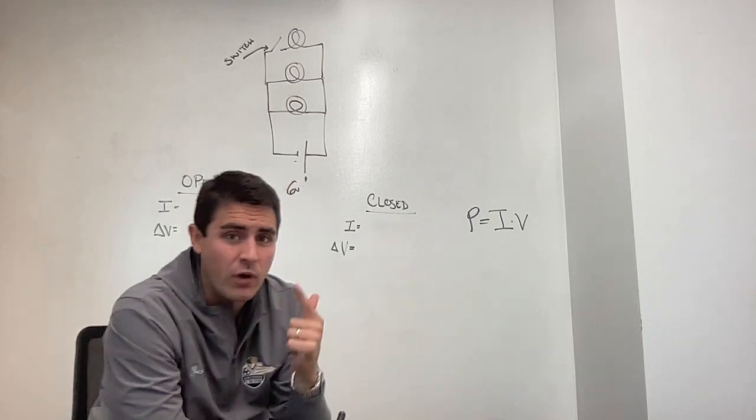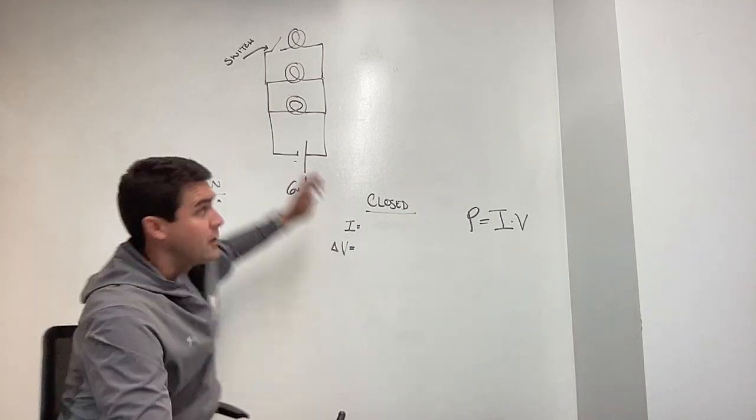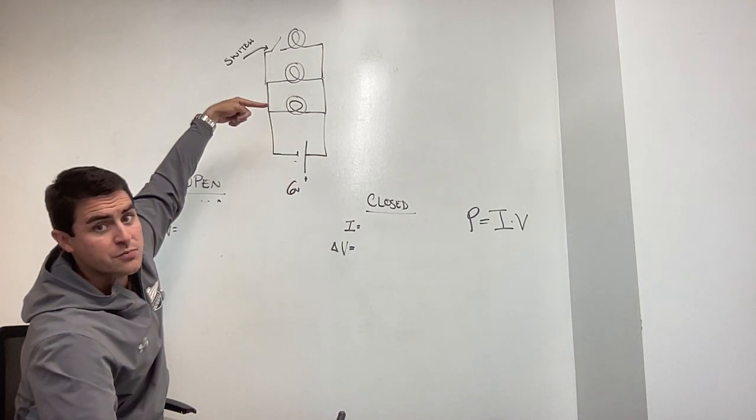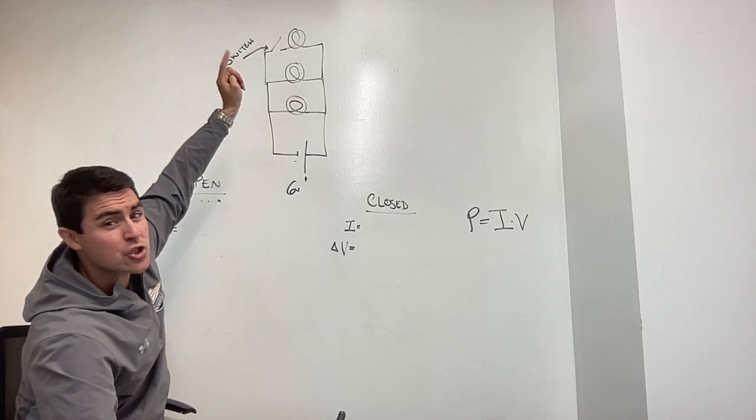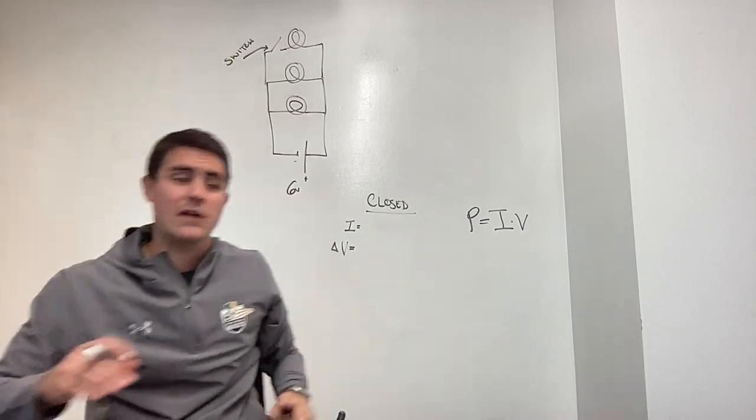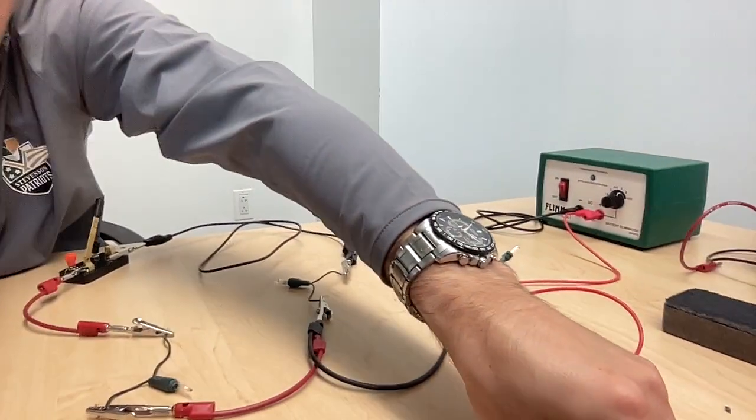Let's take some data on what happens when the switch, in the first scenario, is in my 3rd branch. I call this branch 1, branch 2, branch 3. In branch 3, I've got a switch. Let's look at how this is set up physically as opposed to what it is on paper.